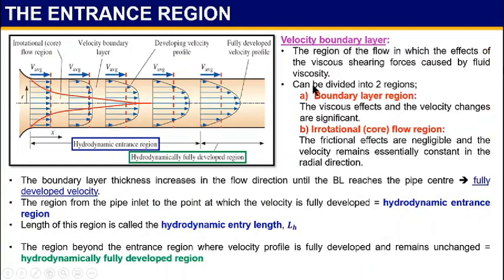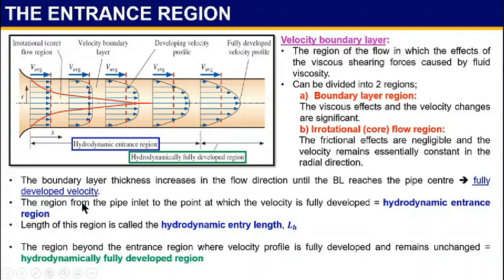Okay, for the velocity boundary layer, the region of the flow in which the effects of the viscous shearing forces caused by fluid viscosity are felt can be divided into two regions. We have the boundary layer region and the irrotational core flow region. What is the boundary layer region? The viscous effects and the velocity changes are significant. For the irrotational core flow region, the frictional effects are negligible, and the velocity remains essentially constant in the radial direction. That's why we have this V average here.